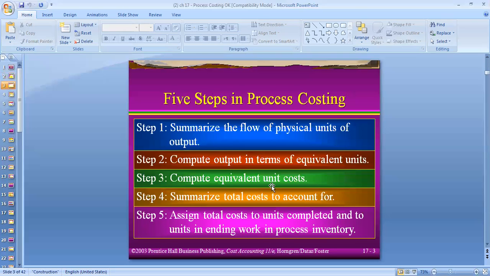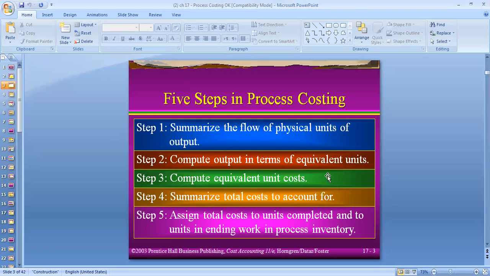Now, 5 steps in process costing. Number 1, summarize the flow of physical units of output. And if you remember, I told you there is a physical flow column in the equivalent units of production report. This is the first column after the details column. Then step 2, compute output in terms of equivalent units. This means preparing the report to get the equivalent units as finished products. Step 3, compute equivalent unit cost. That is average cost per unit, as I told you.